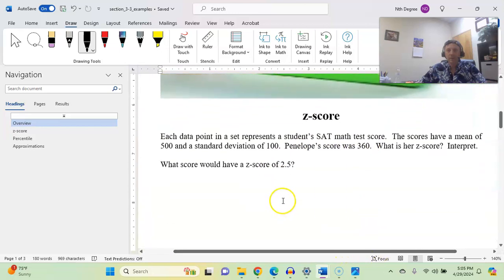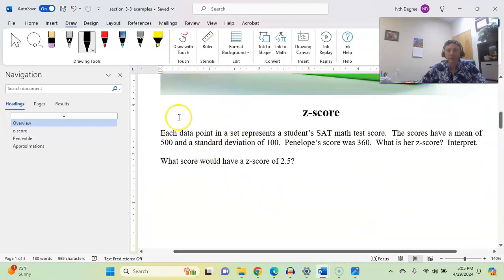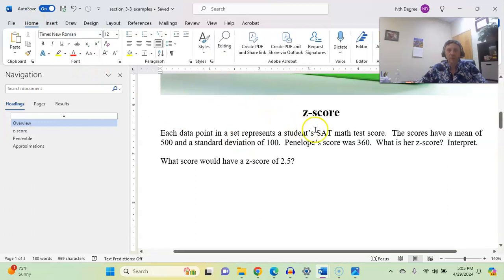Each data point in a set represents a student's SAT math test score. The scores have a mean of 500 and a standard deviation of 100. And that's basically true, by the way. That's how SAT exams are scaled. Penelope's score was 360. So Penelope, in this case, is the grain of sand that we're interested in. What is her z-score? And how do we interpret it?